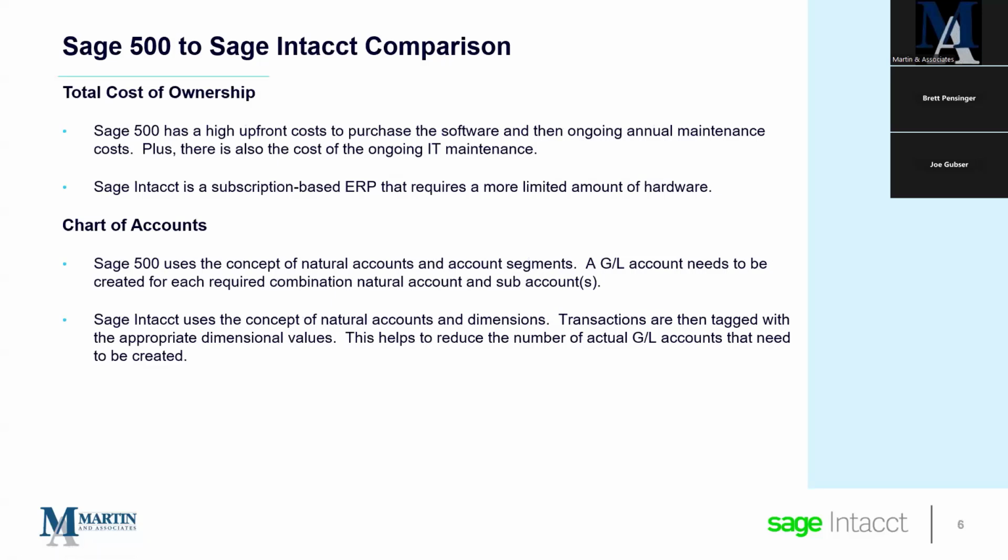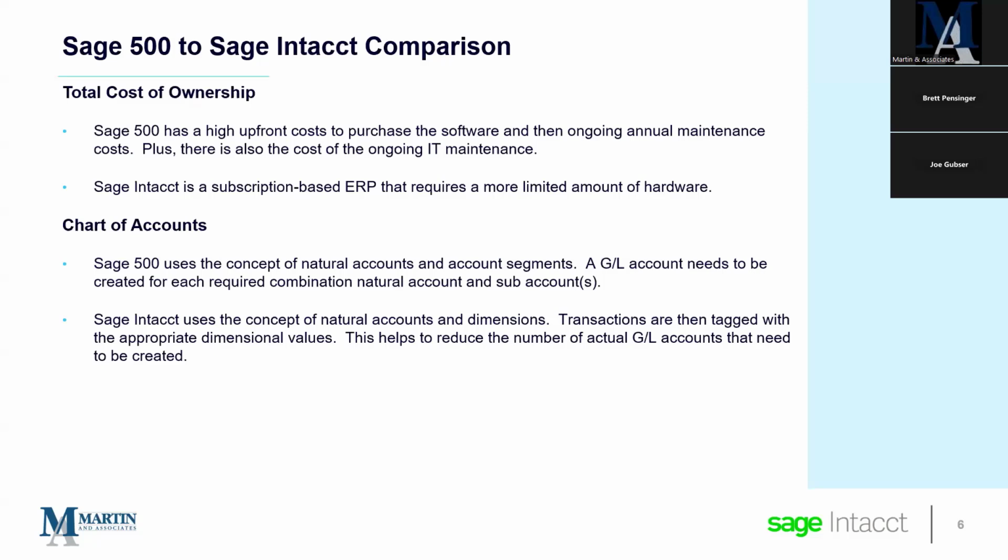Total cost of ownership. Sage 500 has a higher upfront cost to purchase the software because you're mainly buying the software, and then you have an ongoing annual maintenance cost starting in year 2 going forward. Plus, there's also the cost of ongoing IT maintenance because you have to maintain a server and or more robust client workstations. Sage Intacct, on the other hand, is a subscription-based ERP that requires a more limited amount of hardware like we talked about. So you have a lower total cost of ownership typically with Sage Intacct than Sage 500 a lot of times.